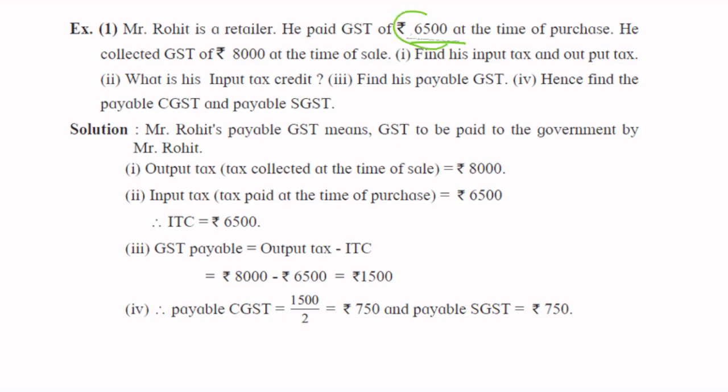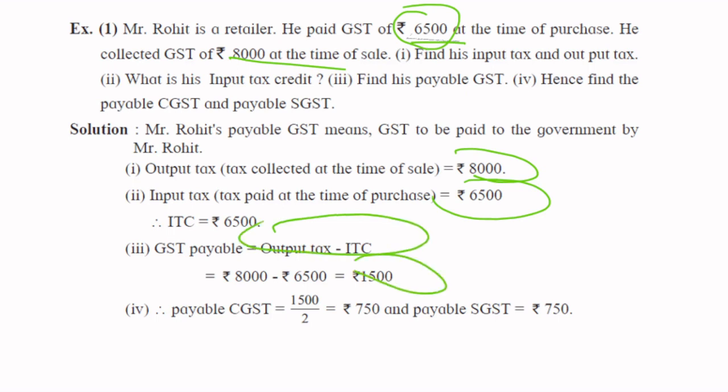So he paid 6,500 at the time of purchase, that becomes the input tax. And he collected 8,000 at the time of sale, so that becomes the output tax. Find his input tax and output tax. So it's very straightforward. Output is 8,000, input is 6,500. What is his input tax credit? Output minus input, that will become 1,500 as the input tax credit.